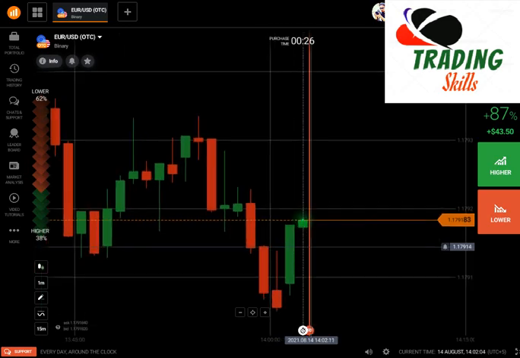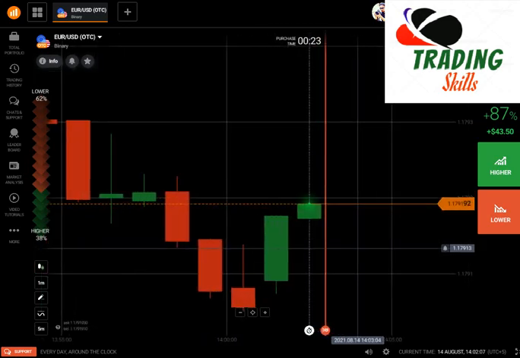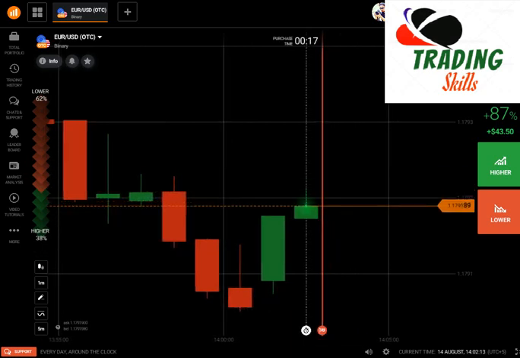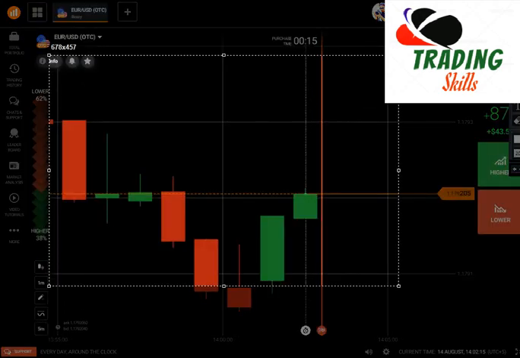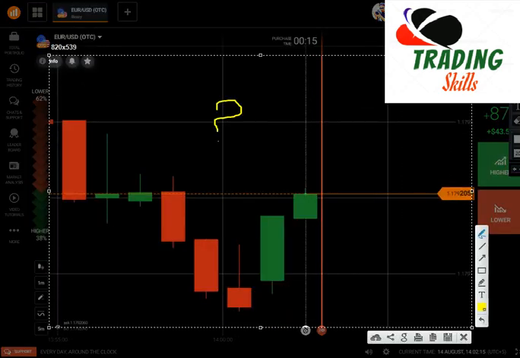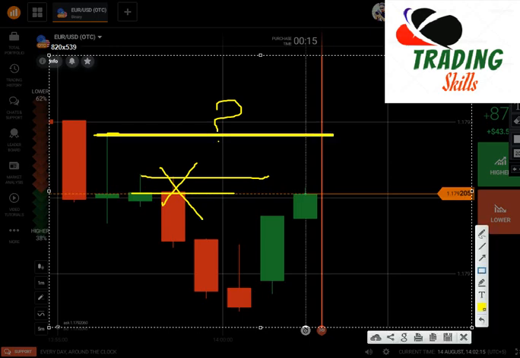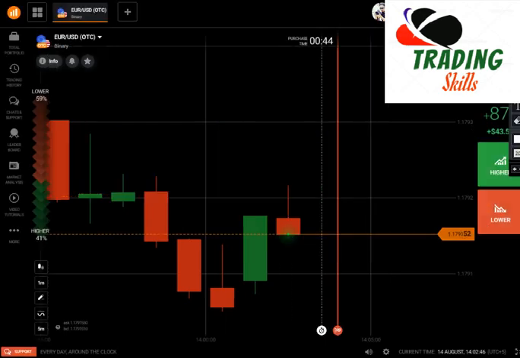Now here, if I want to ask you one thing: tell me in this picture, what is the breakout level? I'm asking you what the breakout level is, and you will all say that this is the breakout level, but it is wrong. You cannot ignore the previous week. You can see this one, so the real breakout will occur here. Let me show you here.